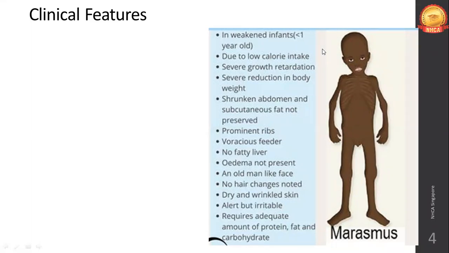They are alert but irritable. They cry a lot, they are alert, they know what is going on around them. They're responsive, but they're irritable. The treatment requires an adequate amount of protein, fat, and carbohydrate, because you have to refill the glycogen stores, refill the subcutaneous tissues with fat, and refill the muscles with protein, because all kinds of wasting have taken place here. So this is about the clinical features of marasmus.